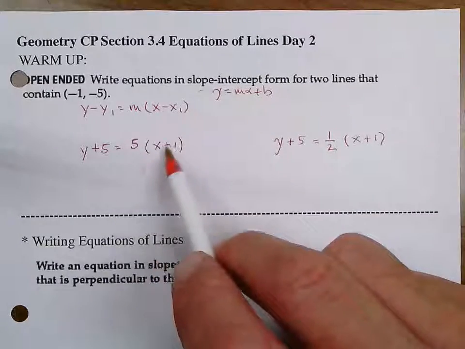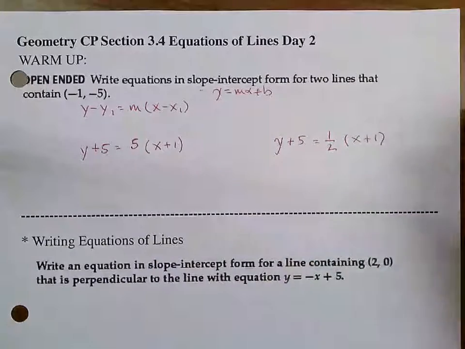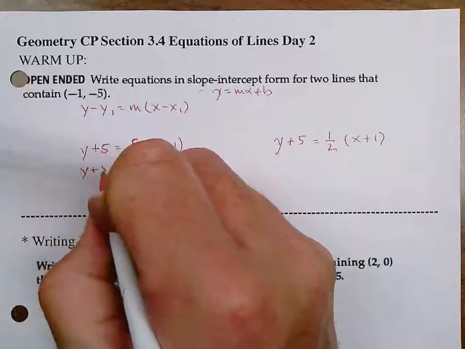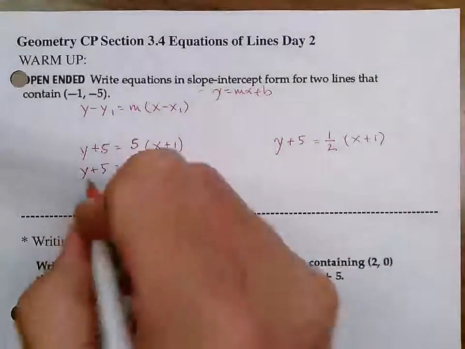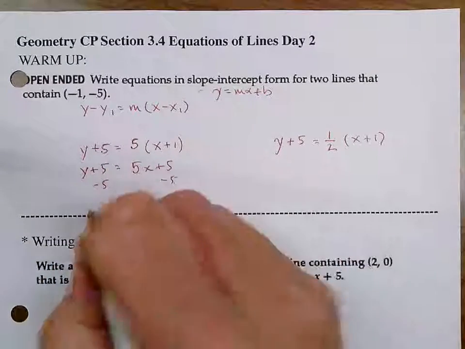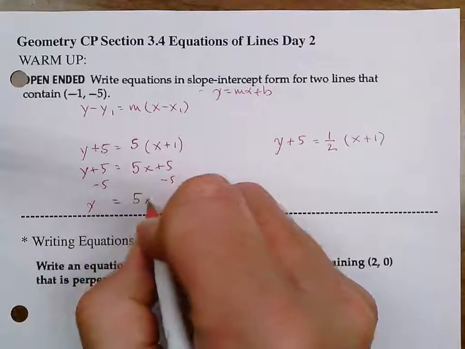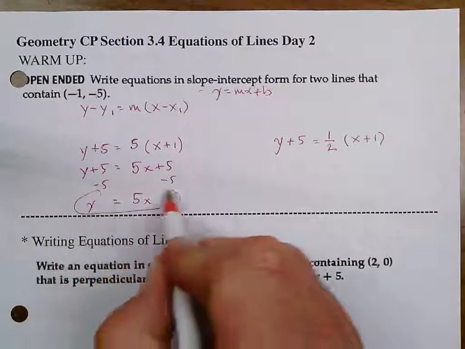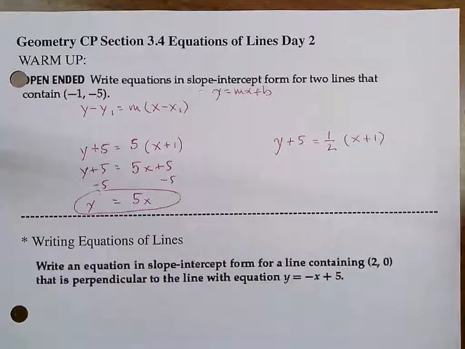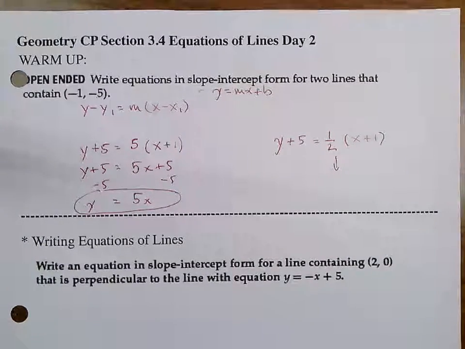So what you need to do is distribute and clean it up. I'll do this one. You could try the other one. Distribute the 5 and get 5x plus 5. And then I'll subtract 5 over, and y equals 5x plus 0. I don't even need to put the 0 there. This is slope-intercept form, y equals mx plus b. Your b would be 0. You could do this one, do the same process, and these are your two lines that are in slope-intercept form.